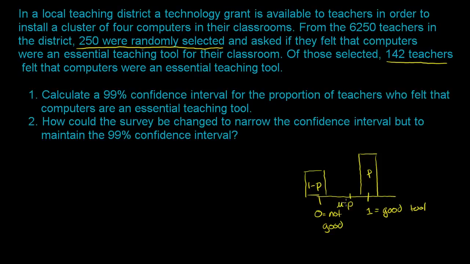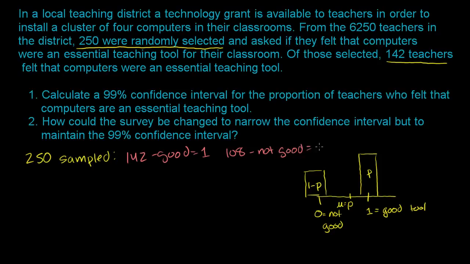It is p. Now what we do is we're taking a sample of those 250 teachers, and we got that 142 felt that the computers were an essential teaching tool. So in our survey, we had 250 sampled, and 142 said that it is good, and we'll say that this is a 1. So we sampled 1 142 times from this distribution. And then what's left over? There's another 108 who said not good, or you could view them as sampling a 0. 108 plus 142 is 250.